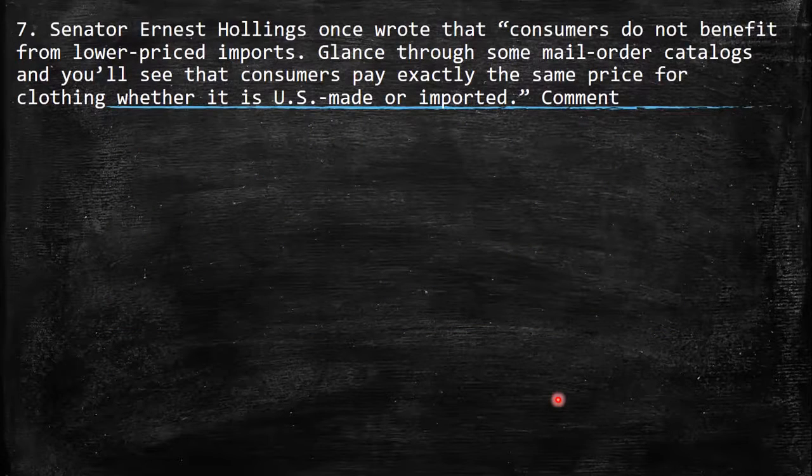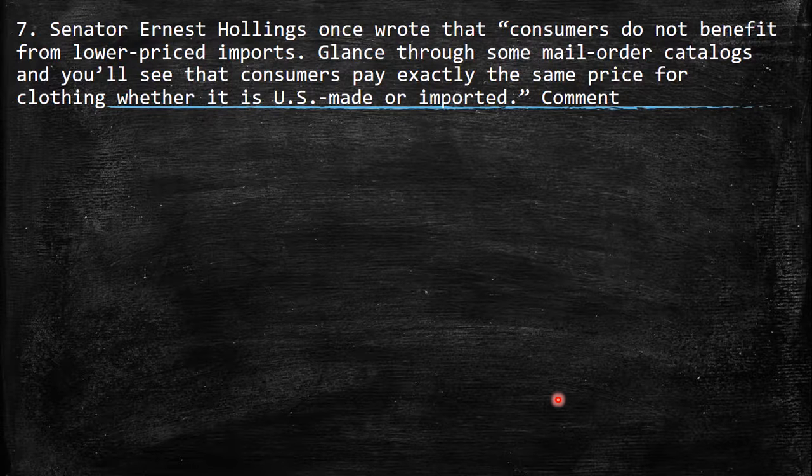So the first question, the 7th one, says, Senator Ernest Hollings once wrote that consumers do not benefit from lower-priced imports. Glance through some mail order catalogs and you'll see that consumers pay exactly the same price for clothing, whether it is US made or imported.